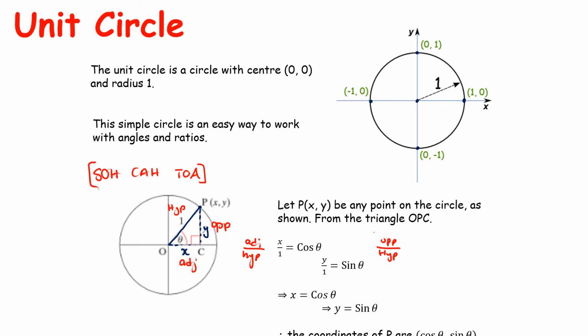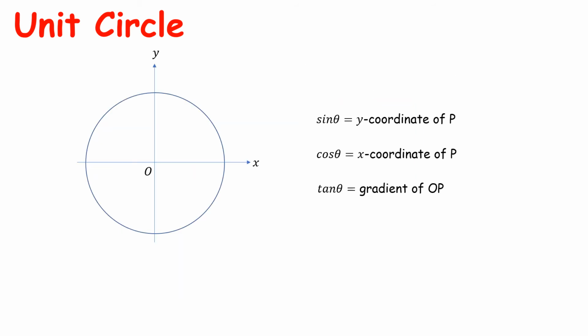So therefore the coordinates of P, instead of being x, y, we could actually say in this unit circle that they're cos theta, sine theta. So sine theta is the y coordinate of P, cos theta is the x coordinate of P, and then we end up with tan as the gradient, or another word for gradient is slope, of OP.